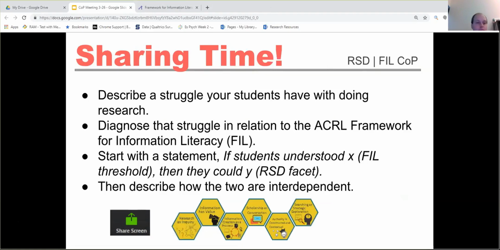Otherwise, we're going back to describing a struggle your students have doing research. Then we're going to take a look at the framework for information literacy and see if we can diagnose that struggle in relation to the framework. We can start with a statement: if students understood what from the FIL, then they could do what in the RSD, and then look at how the two are interdependent. So that was the task for this meeting. I don't know if either of you tackled that or not.